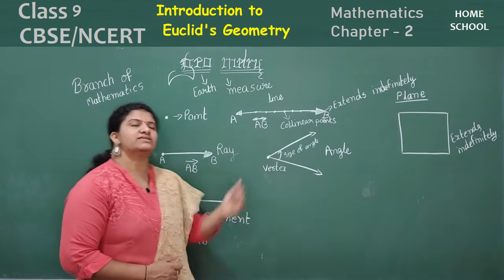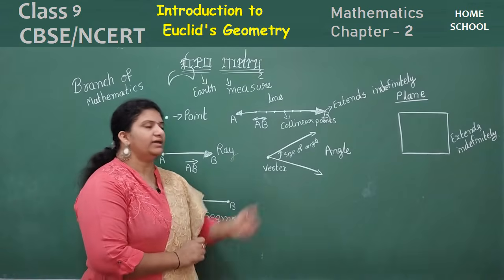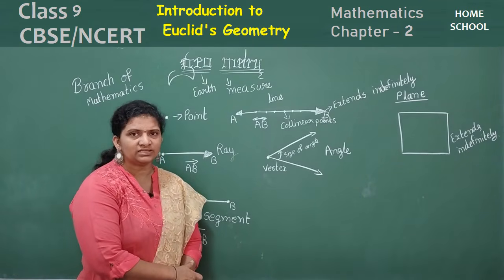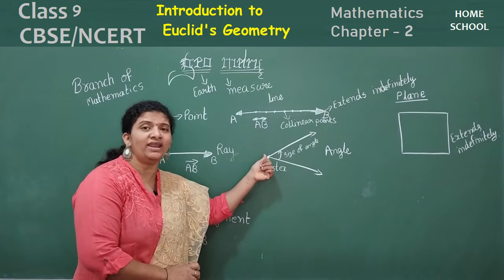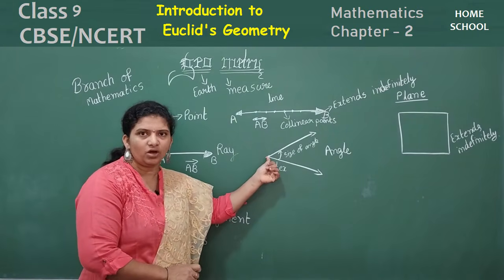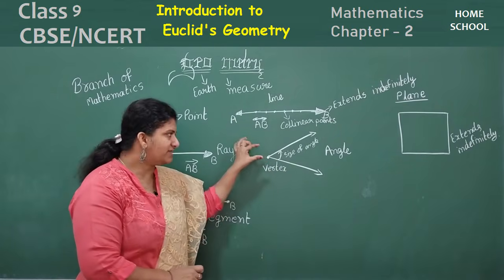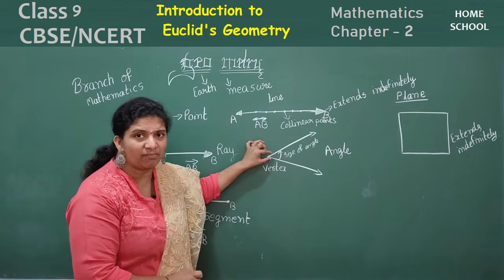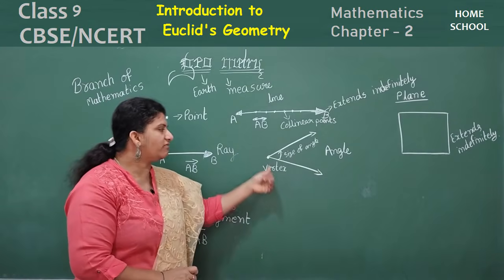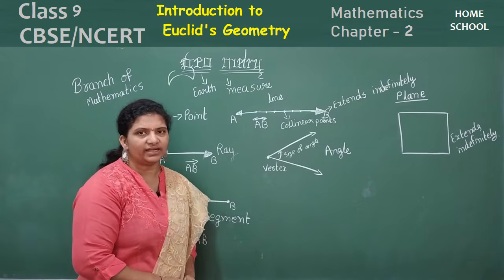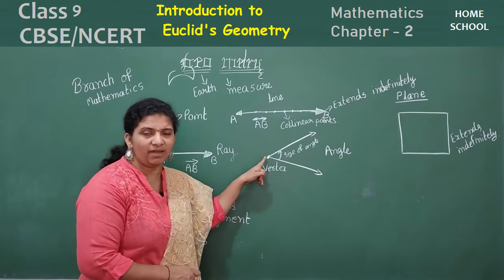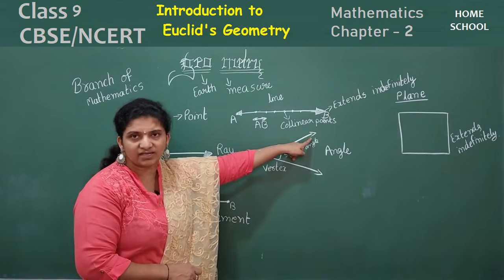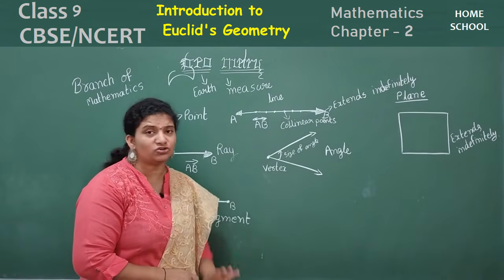Next, coming to your angle. What is an angle here, children? An angle is nothing but it starts from one end point. There are two rays arising from the same end point. This point we call a vertex. So two rays arise from the same end point, and here there is no end and here also there is no end.